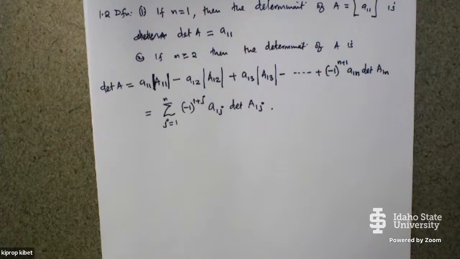If j is 1, then it is minus 1 raised to 1 plus 1, which is 2, so it is positive a11, determinant of A11. For the second one, we put 2: 1 plus 2 is 3, which is odd, so this will be minus 1, and that a12, determinant of A12. So you continue like that, and that is how you get the determinant of A.